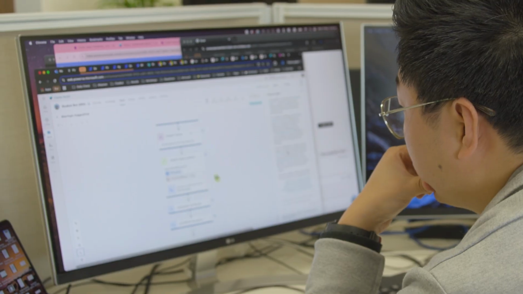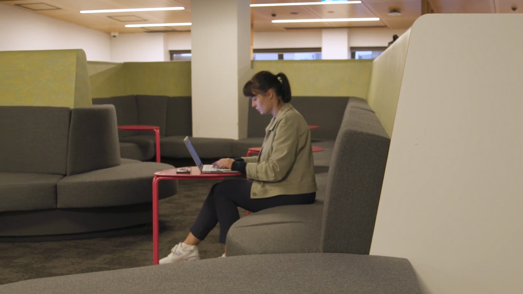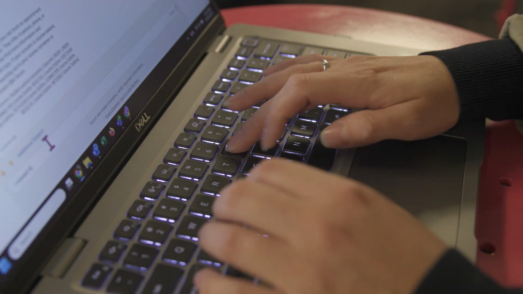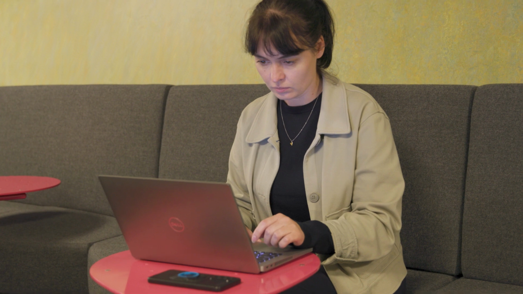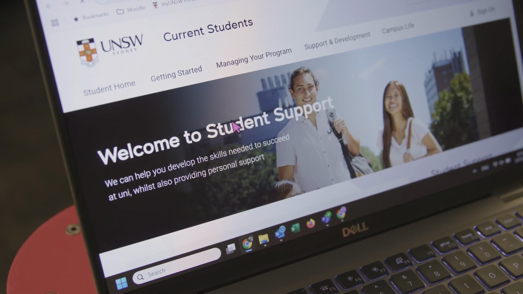Using Microsoft Copilot Studio, we have developed in-house Scout, an AI assistant that travels with the student and helps them on the task that they want. It answers the question. If it doesn't know the answer, it actually points them in the right direction, referencing the UNSW's policies and principles.